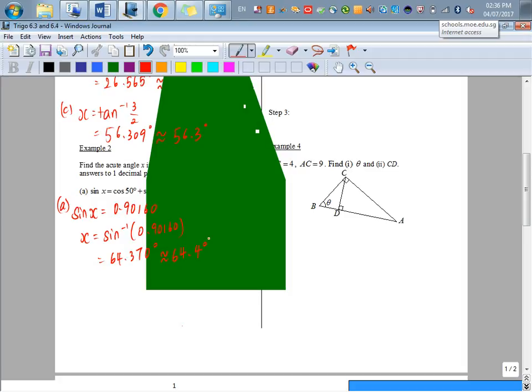Alfan, did you get that? You did part B already? Part B also done already. Okay. So in part B, cosine x equals tangent 30 degrees times sine 20 degrees. So let's evaluate the right hand side. Tangent 30 degrees, then you multiply it by sine 20 degrees, you get 0.19746. So use your 5SF so that you don't lose too much accuracy.